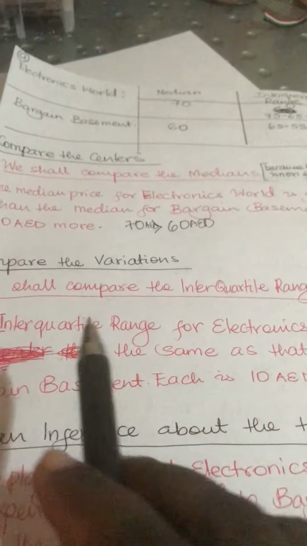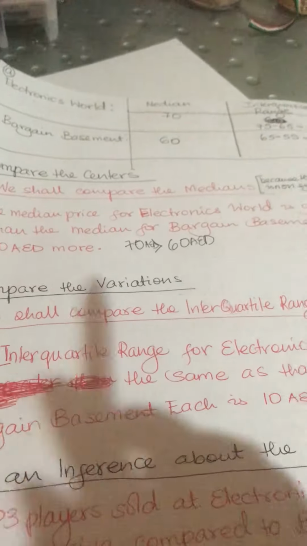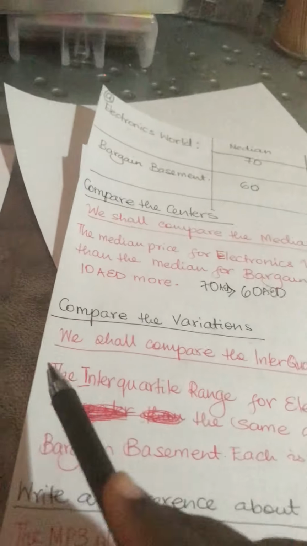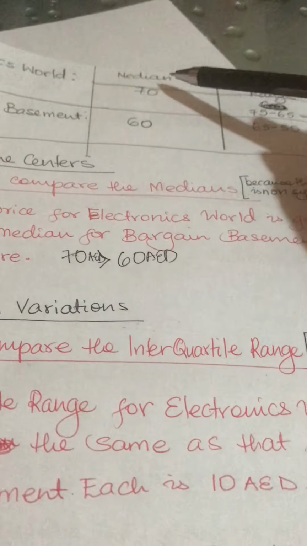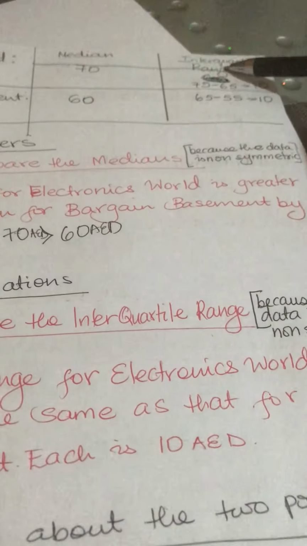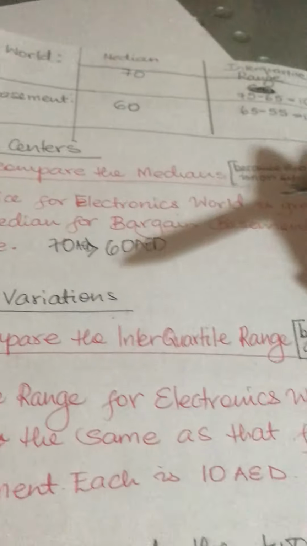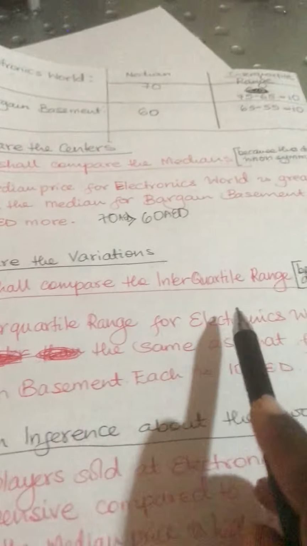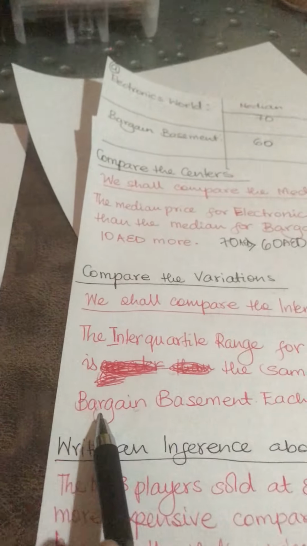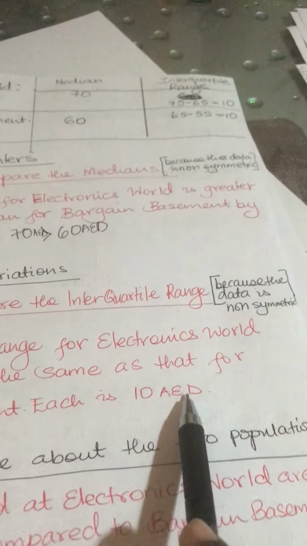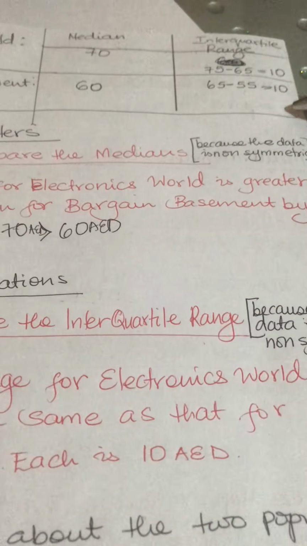Okay? Now I want to compare the variations. What will I compare? I will compare the interquartile range. So when you're comparing, you must do the median and you must compare the interquartile range. So the interquartile range for Electronics World is the same as that for Bargain Basement. Each is 10 AD. There you go.